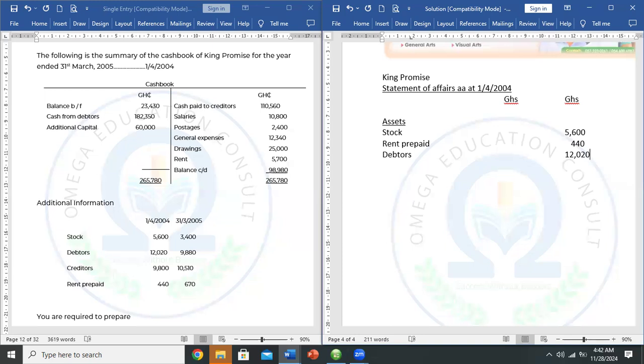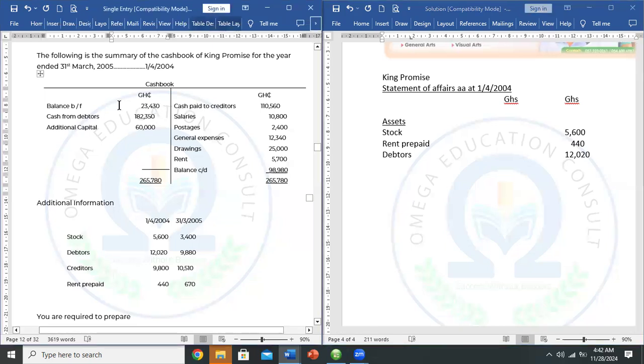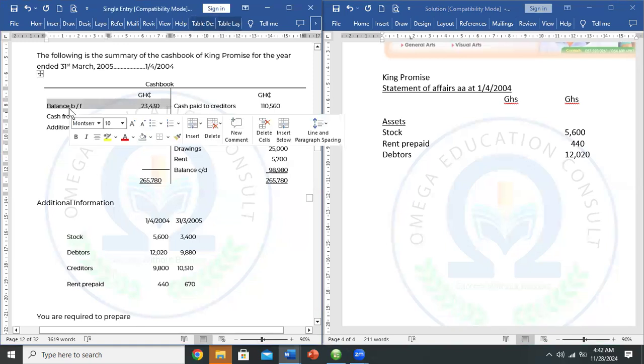For that matter, look at something here. I prompted your attention, but maybe it escaped you. The opening balance in the cash book, what is that? That represents your balance on your cash or bank at the beginning of the period, and the beginning of the period is 1st April 2004. So actually, that balance there is your cash or bank at 1st April 2004. So that's the hidden asset I was talking about.